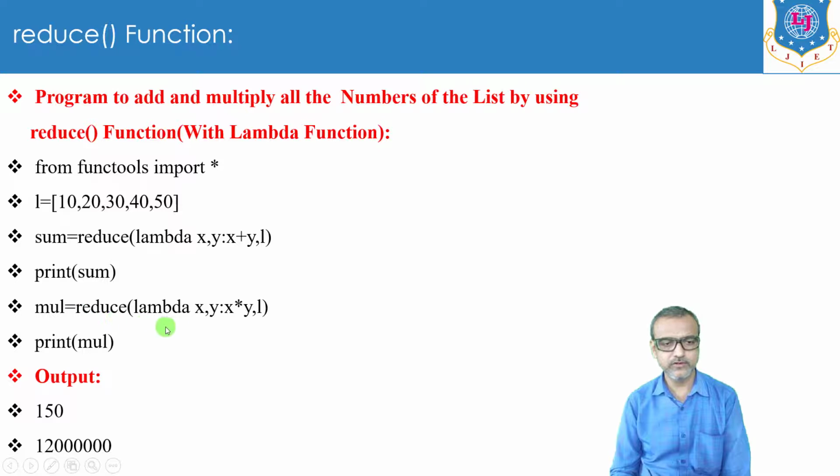Now mul equals reduce lambda x comma y colon x into y comma L. So what this lambda function will do on list L, it will multiply all the entries of list L. It will multiply 10 by 20. Then whatever the result is, that will be multiplied by 30. Whatever the result is, that will be multiplied by 40. And finally whatever the result is, it will be multiplied by 50. So print of mul will give us this one as output. So the final output is, for print of sum it is 150, and for print of mul that is this one. Now I will show you the output of this program in Python.